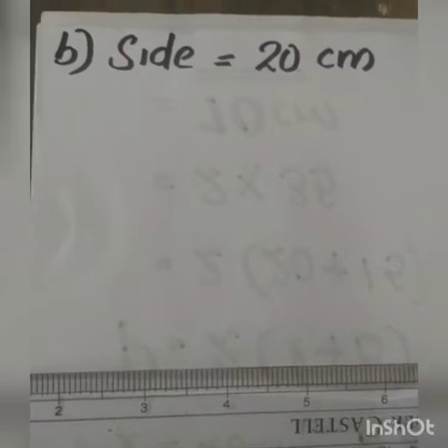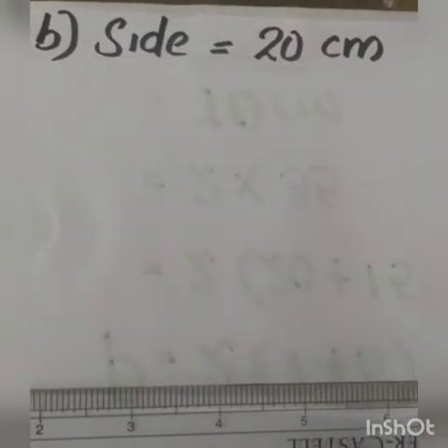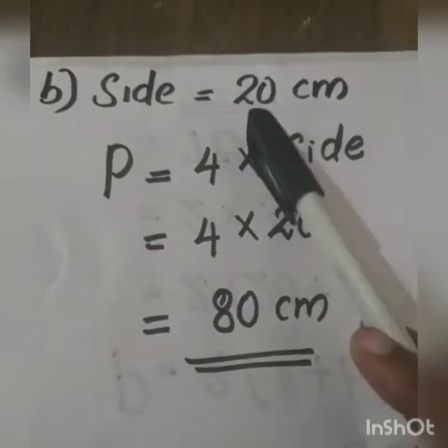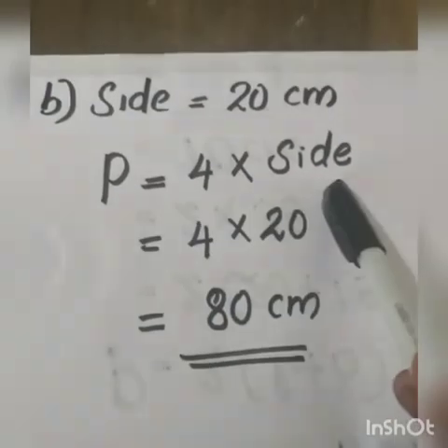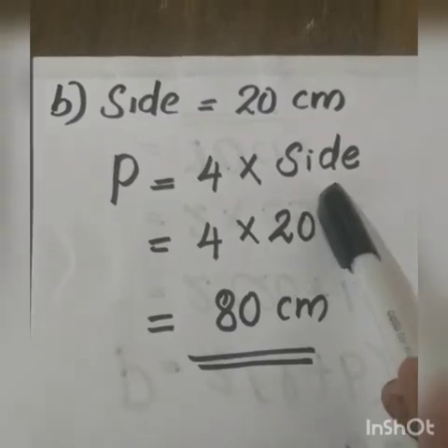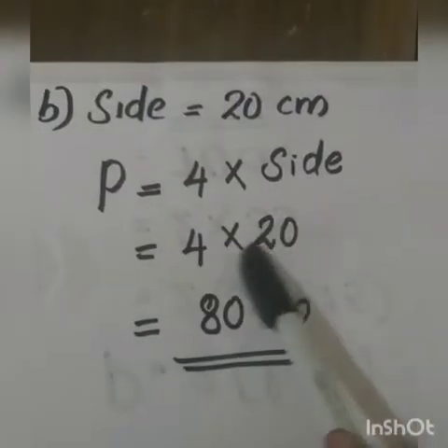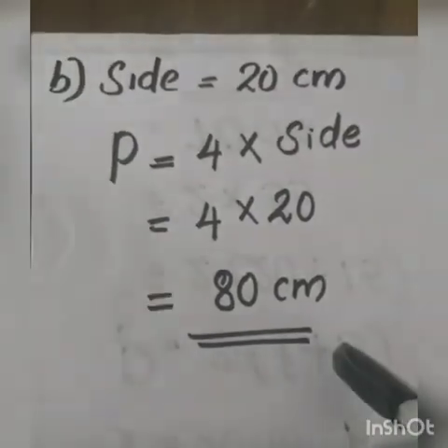So what is the perimeter of a square? If side is given, 4 into side is the perimeter. So giving the value for side. So the side is what? 20 centimeter. So perimeter is equal to 4 into side is the expression for perimeter. Now giving the value for side, 20 centimeter is the side. So 4 into 20, 80 centimeter. So the perimeter of the square is 80 centimeter.